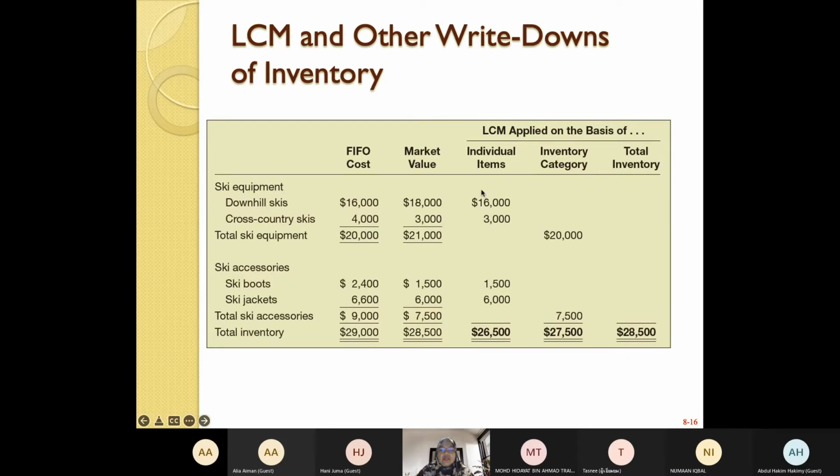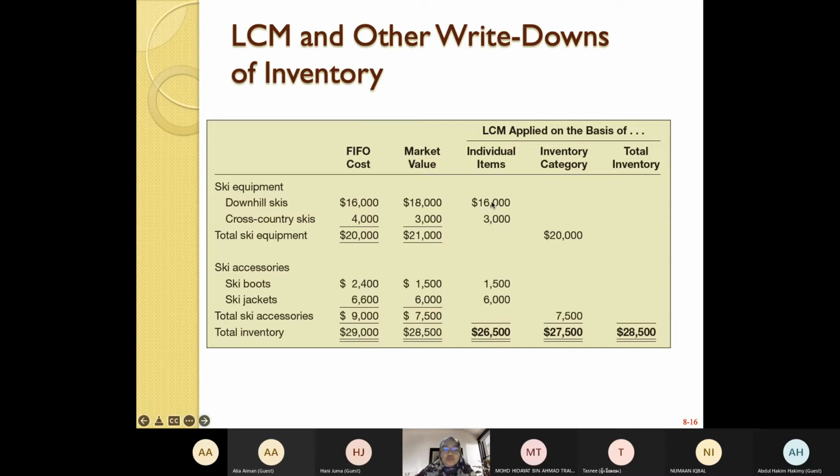And here, looking at this, how much is your value now? Now it is 26,500. And here it is 27,500. So what is your total inventory? Because of this, you have to record the lower of the two. So why is it that you have 28,500? For example, here for total inventory, you're going to record the 28,500 because that is the lower.